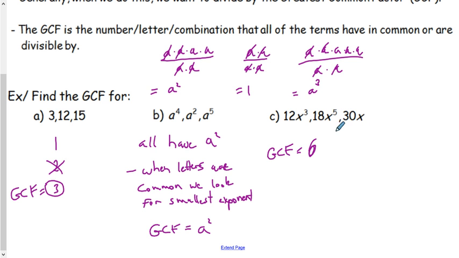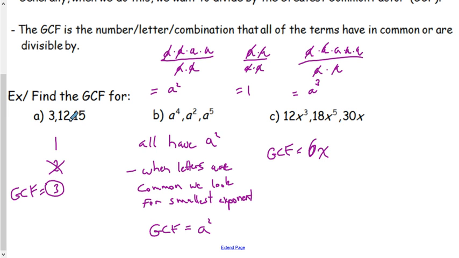But what about the variables here, the x's? Well, they all have at least one x. So I could divide at least one x out of them. So it's going to be 6x. That's my greatest common factor. That's the biggest term that I could divide evenly out of all three of those. Okay, so now that we've figured out how to find greatest common factors, let's try some factoring.